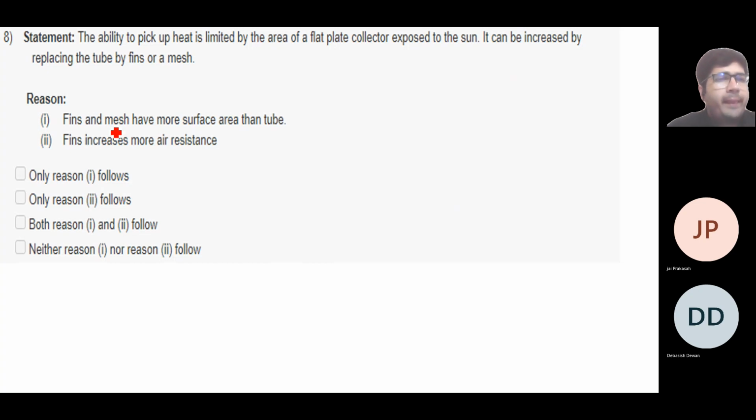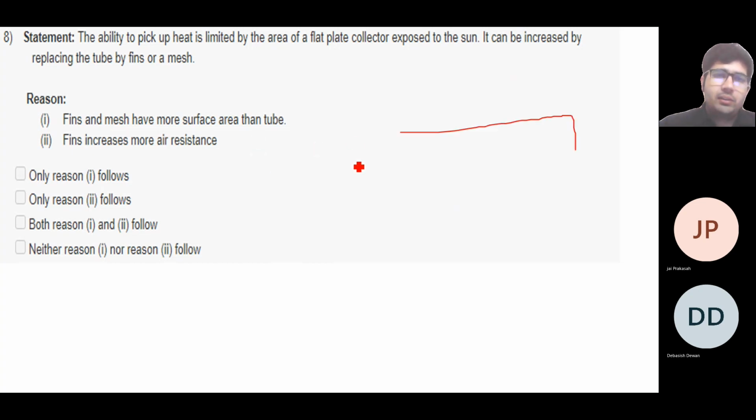Now question number 8. So we are having again a statement. The ability to pick up heat is limited by the area of a flat plate collector exposed to sun. It can be increased by replacing the tube by fins or a mesh. So basically it's saying how much heat a flat plate collector will pick up depends on the exposed area.